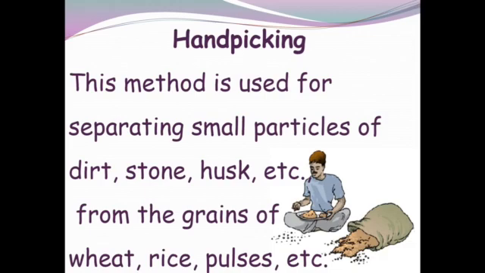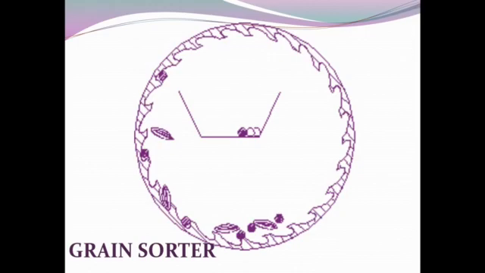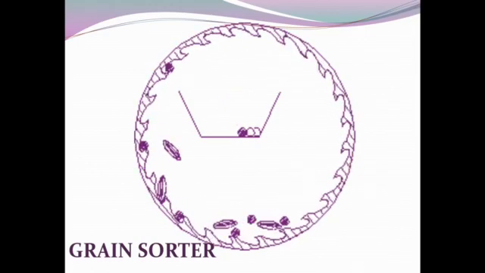Often, these impurities look very different from the food item and can be spotted easily. This method is preferred when the quantity of the mixture is small and unwanted substance is present in smaller quantities, and the size, shape, or color of the unwanted substance is different from that of the useful one. You can see here the mechanical grain sorter I have shown here. This is used to clean grains from the unwanted matter.